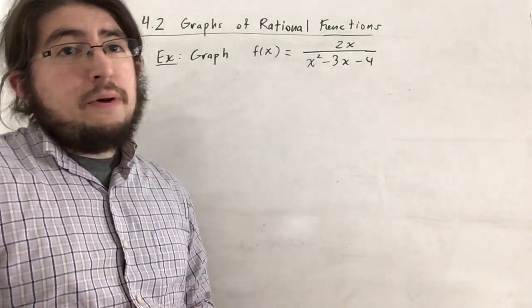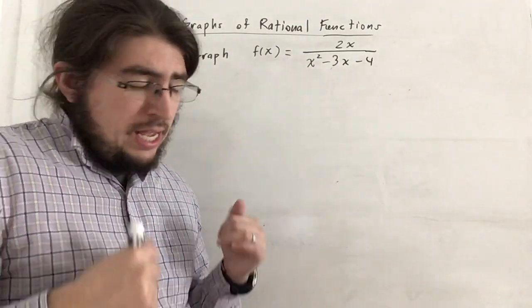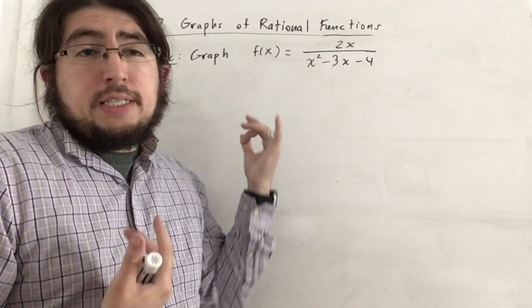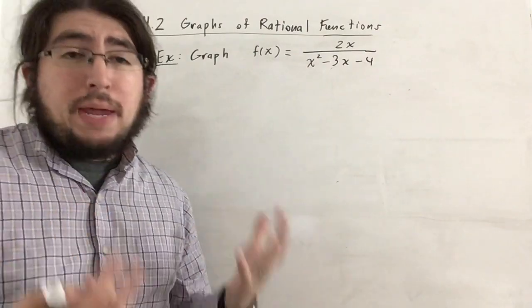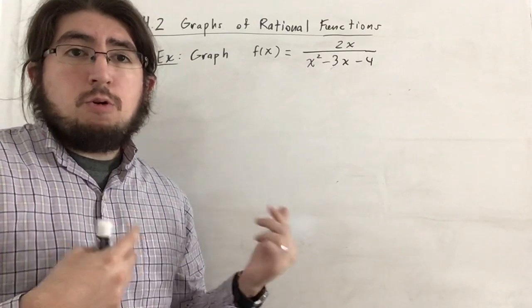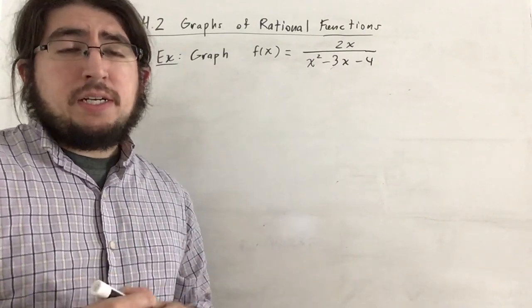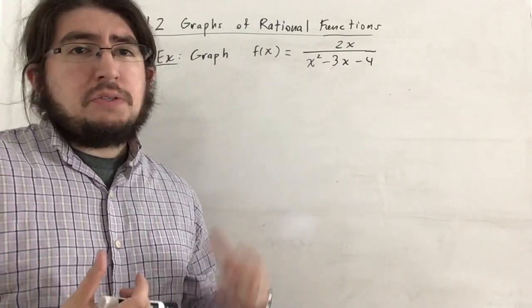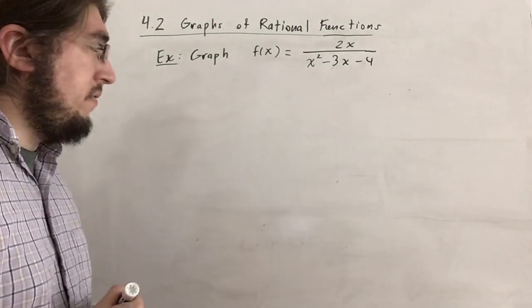Hello everyone, this is 4.2, graphs of rational functions. I'm just going to start off with an example here on how to graph, based on how we saw the horizontal and vertical asymptotes from last section. We also even graphed last section too, so this should not be that long of a video.